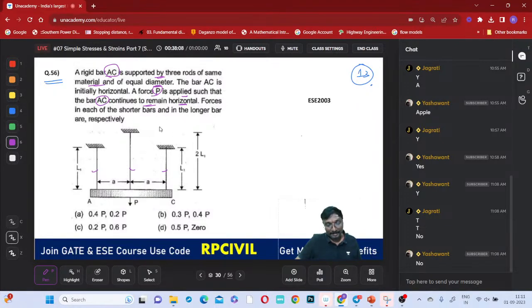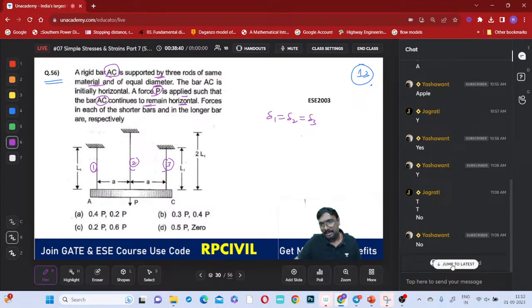AC remains horizontal means strain compatibility is possible. What is the meaning of this? This is your first one, this is your second one, this is your third one. That means delta 1 is equal to delta 2 is equal to delta 3. It remains horizontal, so the deformation in all the 3 will be the same.